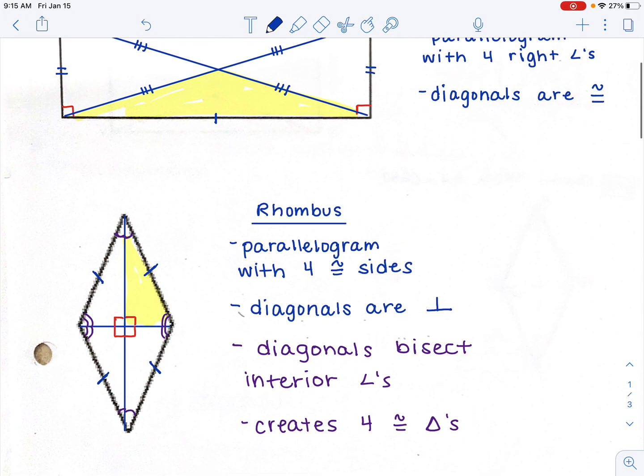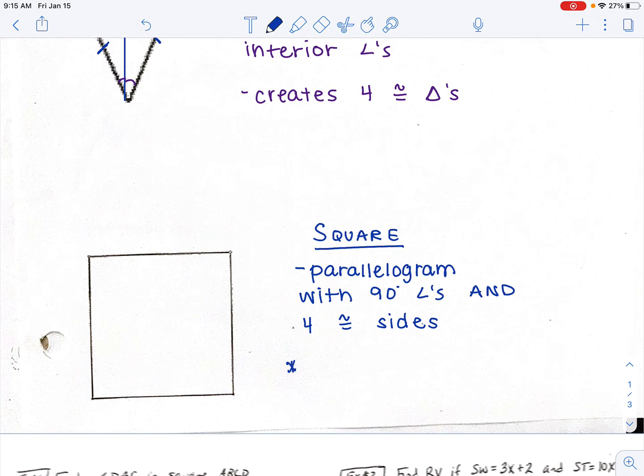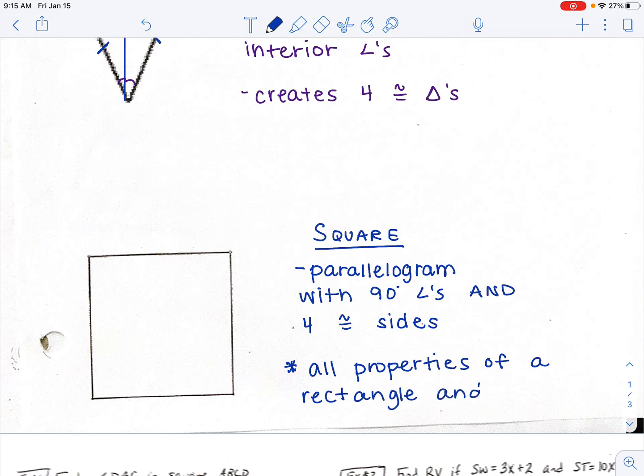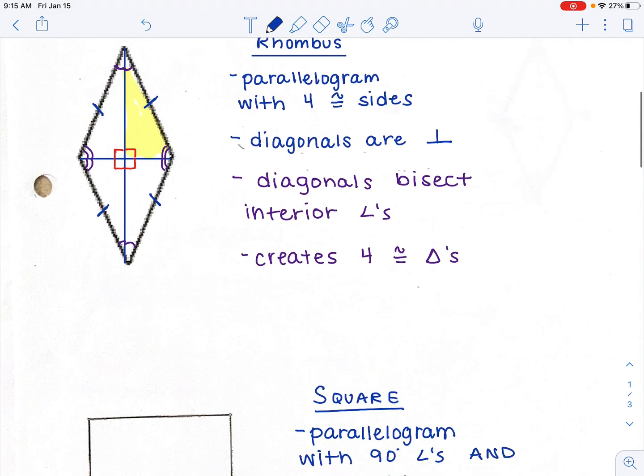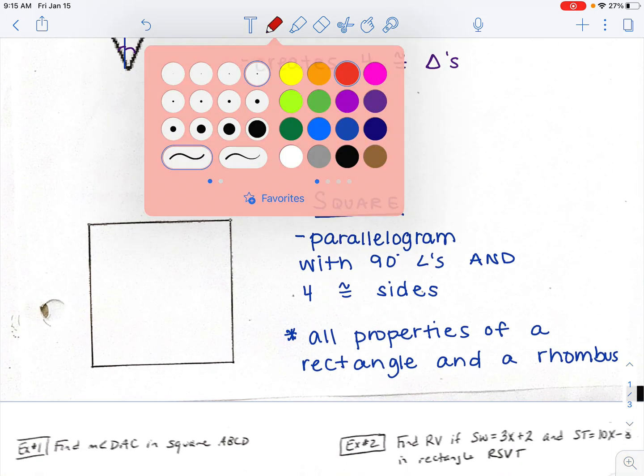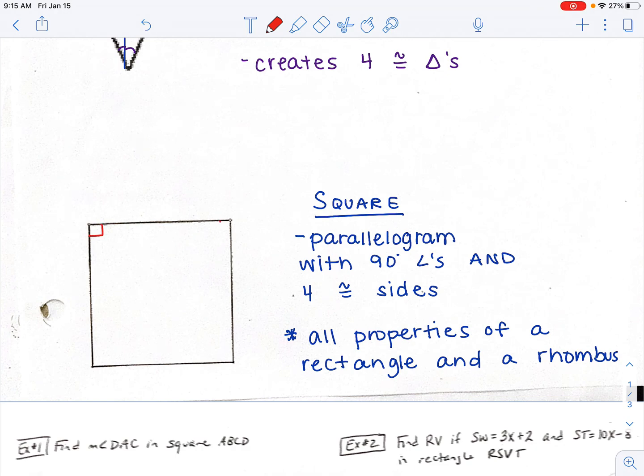So the square has all the exact same properties as the two above. So all properties of a rectangle and a rhombus. So let's first start with the properties of a rectangle. If you remember the properties of a rectangle, it has 4 right angles and the diagonals are congruent. So I'm going to mark in my right angles.